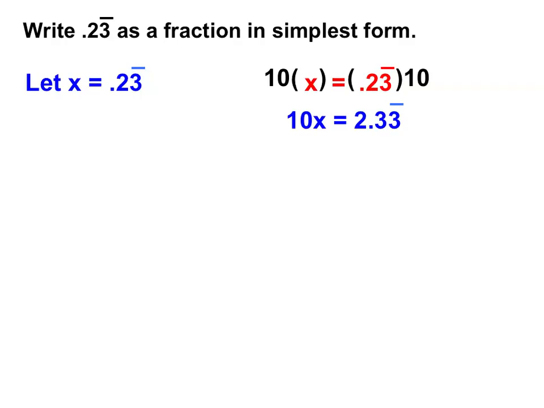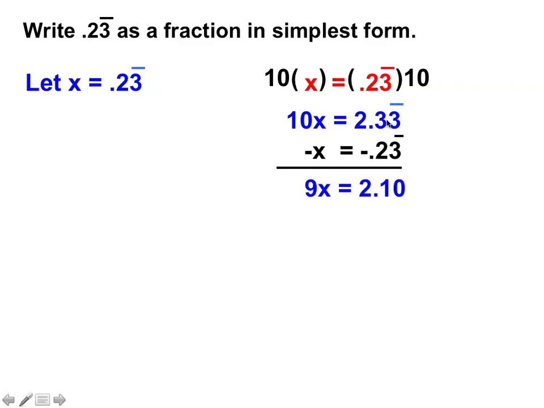So if I multiply by 10, I end up getting 2.33 repeating because notice, I slide the decimal only one spot. When I subtract the original amount, check it out. All these three repeatings will turn to 0, and I just have to subtract this. 3 minus 2 is 1, and 2 minus nothing is 2. And all these became 0.